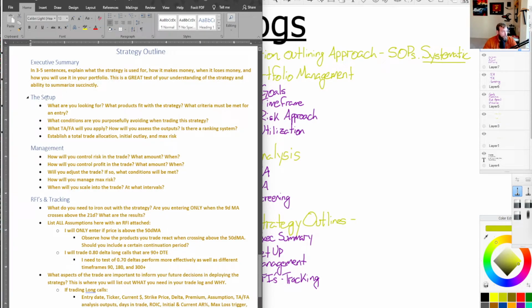The setup. So I like to split up the strategy outline again into these segments. The setup is: what kind of conditions are you looking for? What products are you looking for? What specific screening criteria are you using? What fundamental analysis applies here? What technical analysis applies here? How are you going to allocate money to the trade? How are you going to scale into the trade over the life cycle of it? What's your initial outlay going to be?